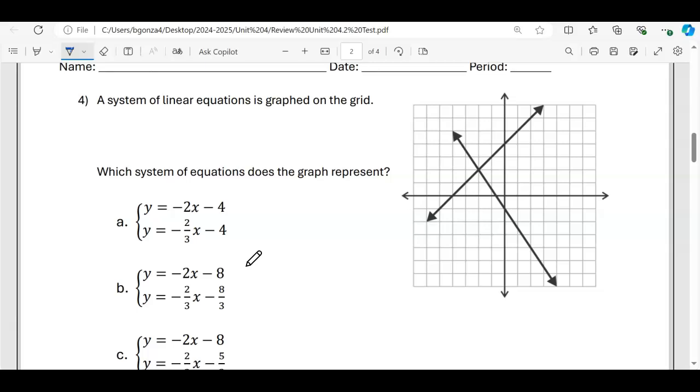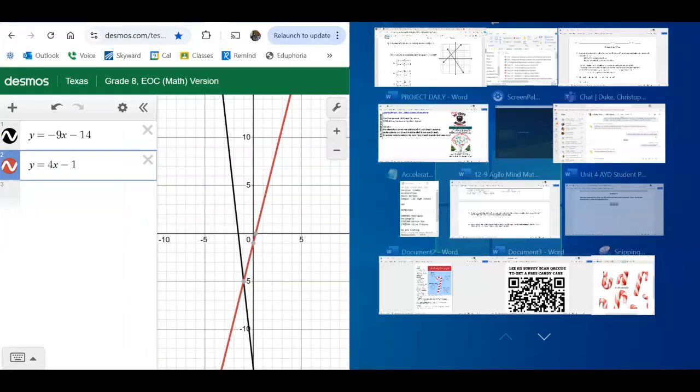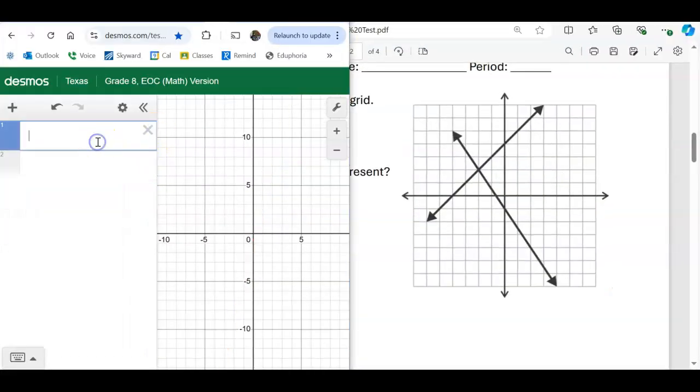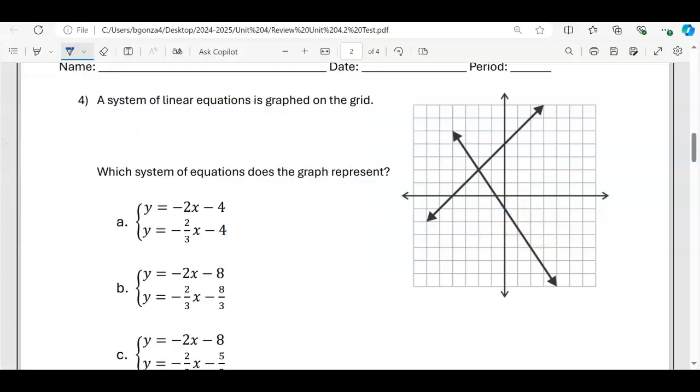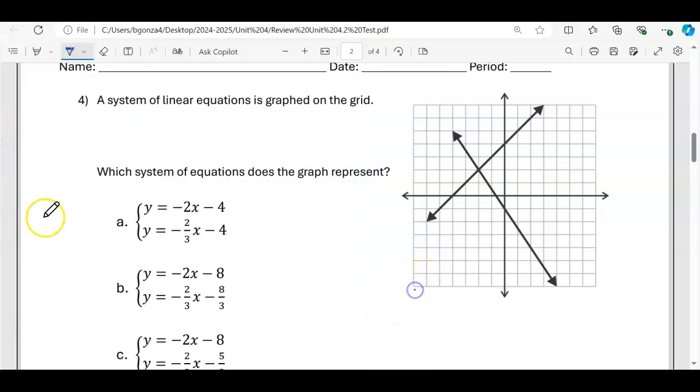Now, we want to know which system of linear equations to graph on the grid. Now, there's a couple ways to do this, you can type these in to Desmos and see which one matches. That's one way to do it. So like, look, negative 2x minus 4. Does this match these two lines? So look, this goes through negative 1 right here, but on this graph, this goes through negative 4. That ain't it, so that doesn't work.